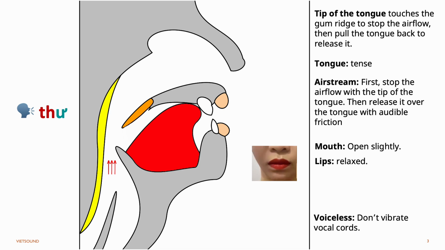The last thing you have to remember about the T sound is that it is a voiceless sound, so you don't have to vibrate the vocal cords. Now let's try to say the sound. T, T, T. Thu.